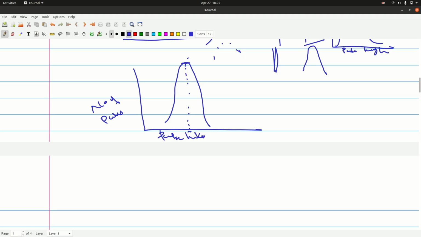The peak has a finite width, not zero. The width of the peak is measured at the point where the pulse height is half of the maximum, and there we find the width. That is called the full width at half maximum, FWHM, and it is represented by the symbol tau.